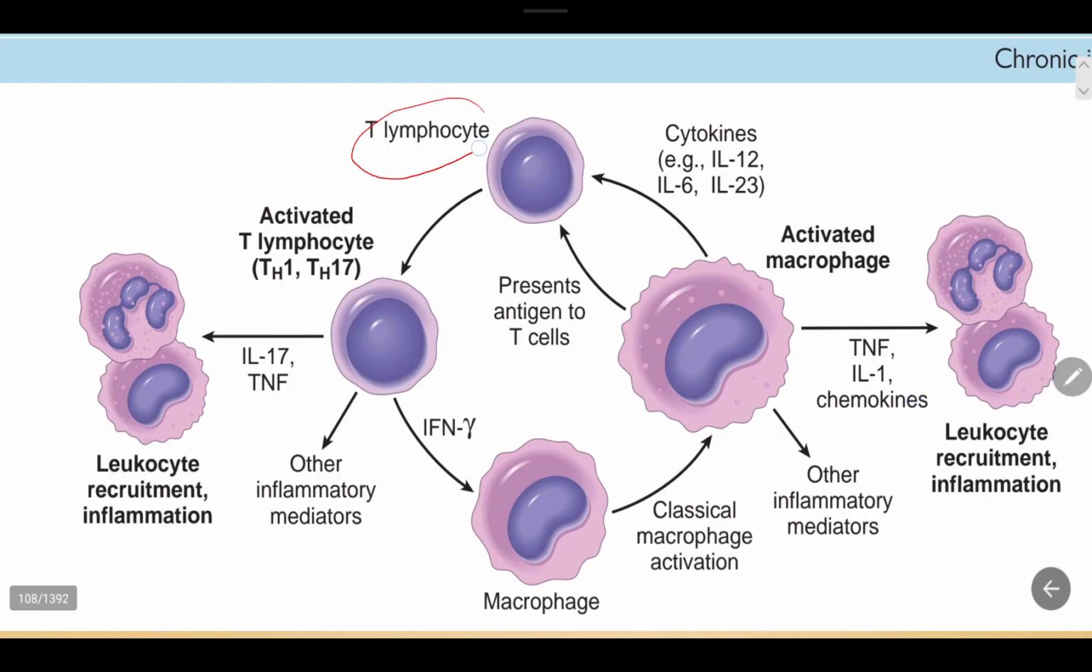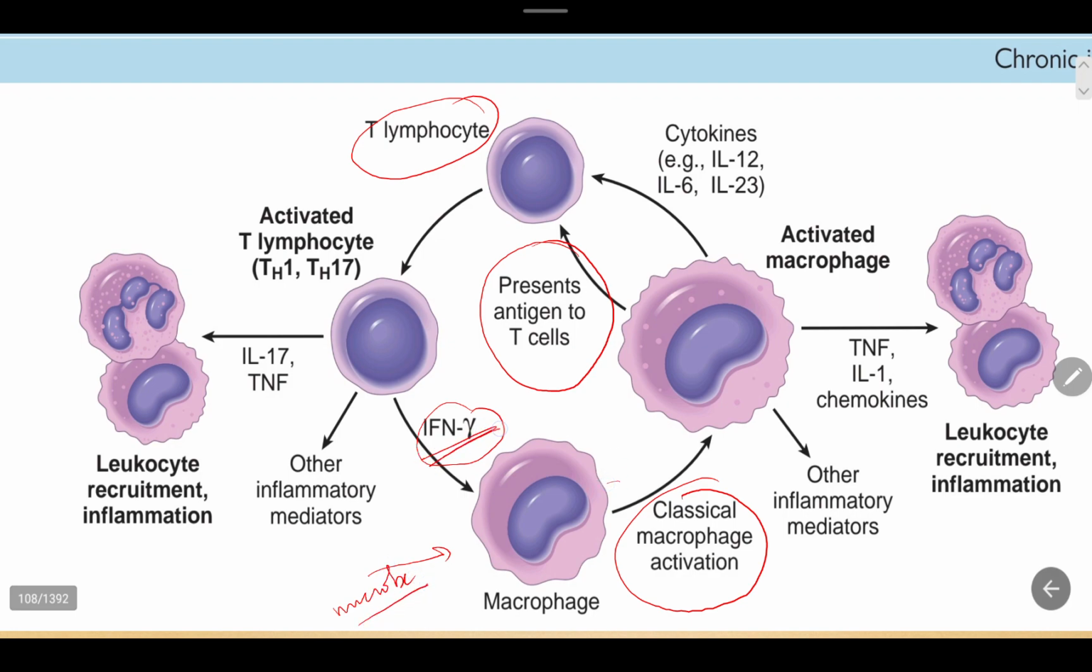So this is a T lymphocyte. When there is a presence of antigen to the T cells, the macrophage is stimulated by interferon gamma, and the macrophage will undergo the classical macrophage activation pathway. Also by the presence of a microbe, the macrophage will get stimulated, and also by interferon gamma. This interferon gamma is released by T helper 1 cells and T helper 17 cells.